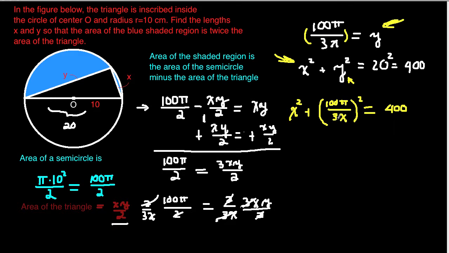So I'm going to take both sides of this equation, and I'm going to multiply by 3 divided by 100 pi. No, I'm not going to do that. What I'm going to do is something else. I'm going to separate this out. So I'm going to take x squared plus 100 pi divided by 3 squared times 1 over x squared, and that's equal to 400.